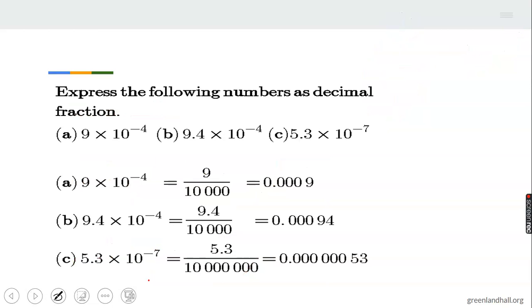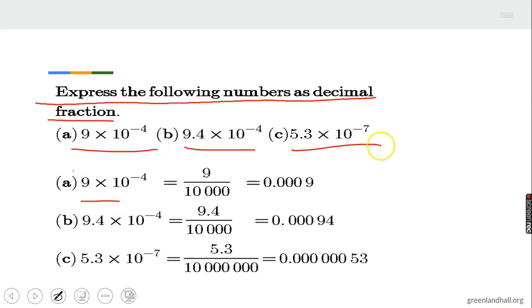Now, express the following number as a decimal fraction. That is that. You can see, it is still the same thing as what we did here. We are to express from standard form to ordinary form. Now we have 9 times 10 raised to power minus 4.